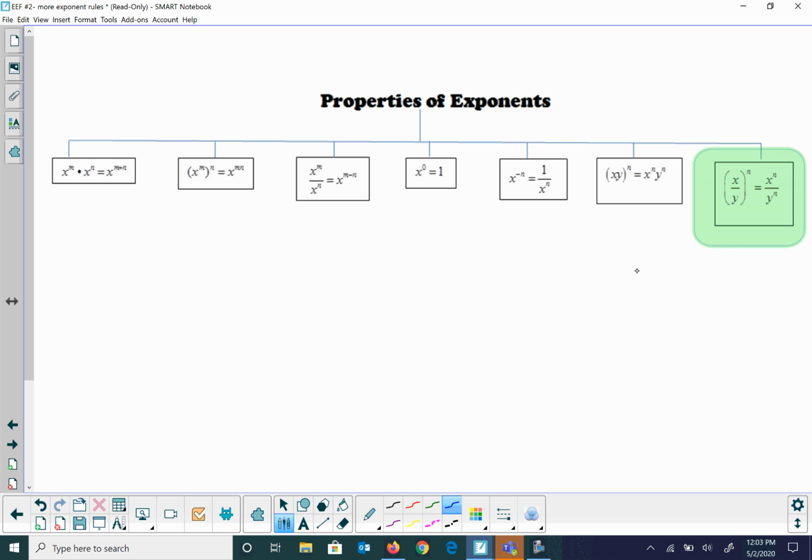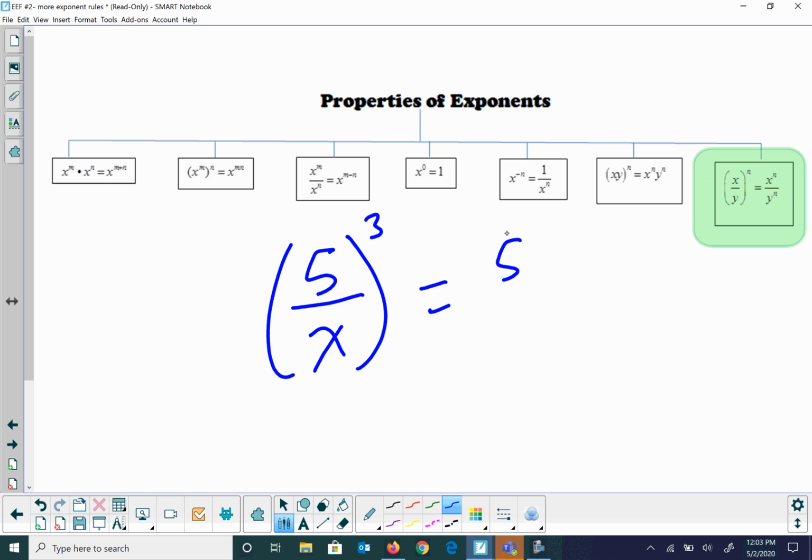And then this big distributive one: let's say you had 5 over x, and then it was raised to the 3rd power. This would become 5 to the 3rd over x to the 3rd. And of course, you could go 5 times 5 times 5 to get 125 over x to the 3rd.